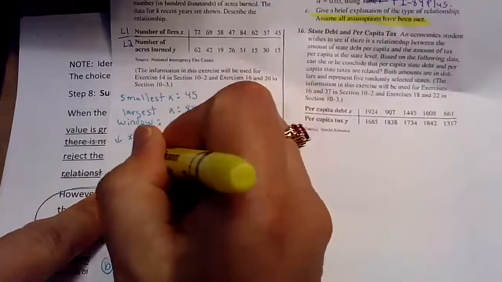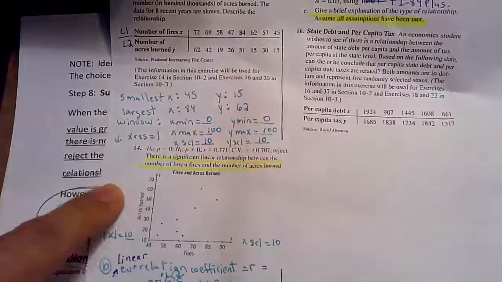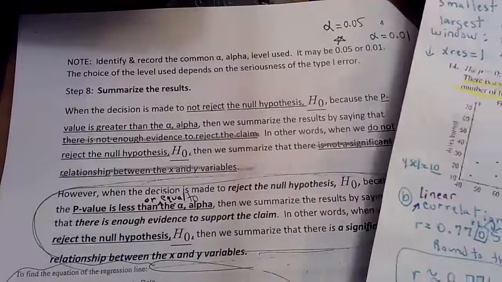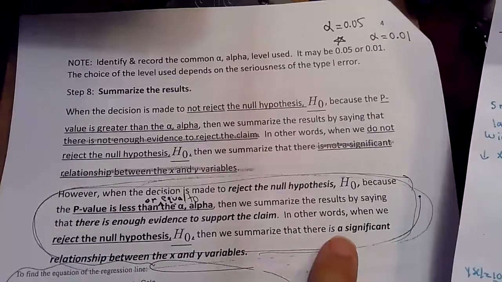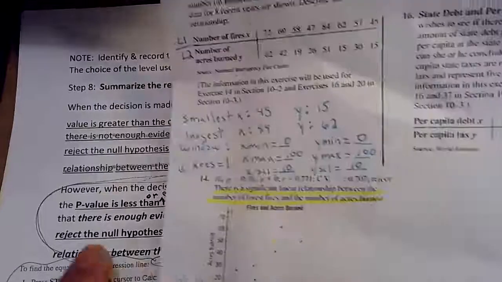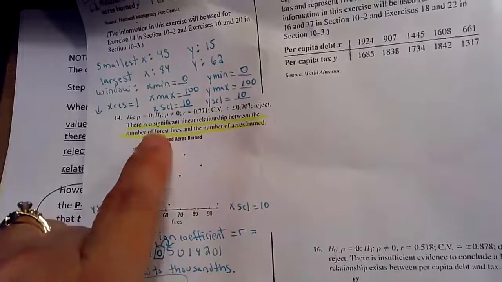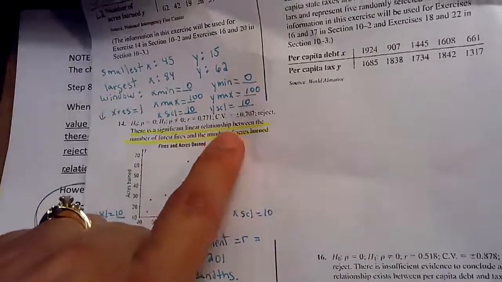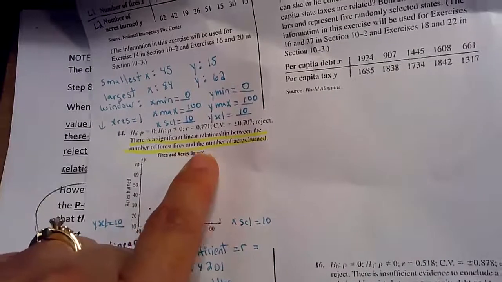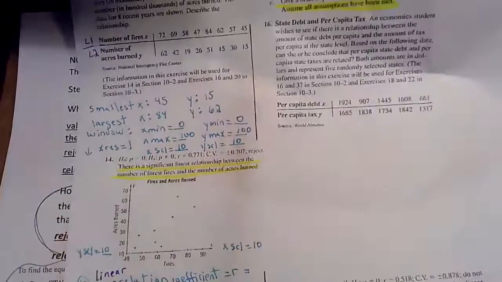I don't really have room to write that down here at the bottom, but it's saying the same thing. There is a significant relationship between the x and y variables, and that's what they're saying here. There is a significant linear relationship between the number of forest fires, which is the x, and the number of acres, which is the y. Okay.